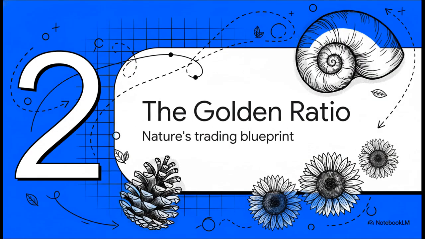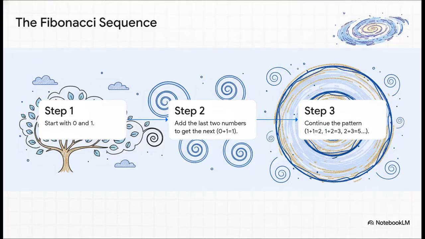Now, before we jump onto a chart, we really need to understand where this whole thing comes from. And what's so wild about it is that this isn't some newfangled financial invention. No way. Its roots go way, way back into mathematics and patterns that people have been seeing in nature for hundreds of years. It all kicks off with a super simple sequence. Seriously, you just start with 0 and 1. Then you add the last two numbers together to get the next one. So 0 plus 1 is 1, 1 plus 1 is 2, 1 plus 2 is 3, and on and on.